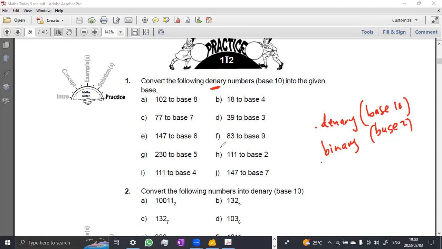As you can see, the first part here, number 1, is converting the following denary, which is base 10, into the given base. That is, this number to base 8. Are you seeing that in these numbers they are not even given the base, to say 230 base 10 is just 230? That is to show that your base 10 can be written anywhere. So I think the first part, all these numbers, they are clear. Also, number 2, convert the following numbers into denary, which is base 10. Are you seeing you are now going back to base 10 on these ones? Exactly. So that is the last part that we had. So these ones, I think they are clear.